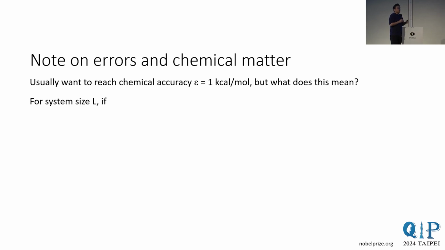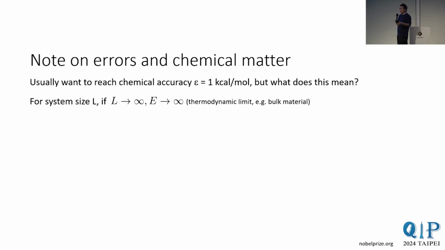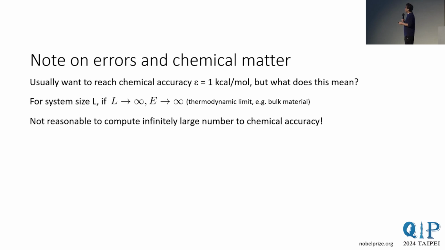If you take a large system, in particular, if you take the thermodynamic limit, its energy will just diverge. Its energy will become infinity. And so it's not actually very meaningful to think about computing the energy in the thermodynamic limit, for example, in a very large system, to the chemical accuracy.